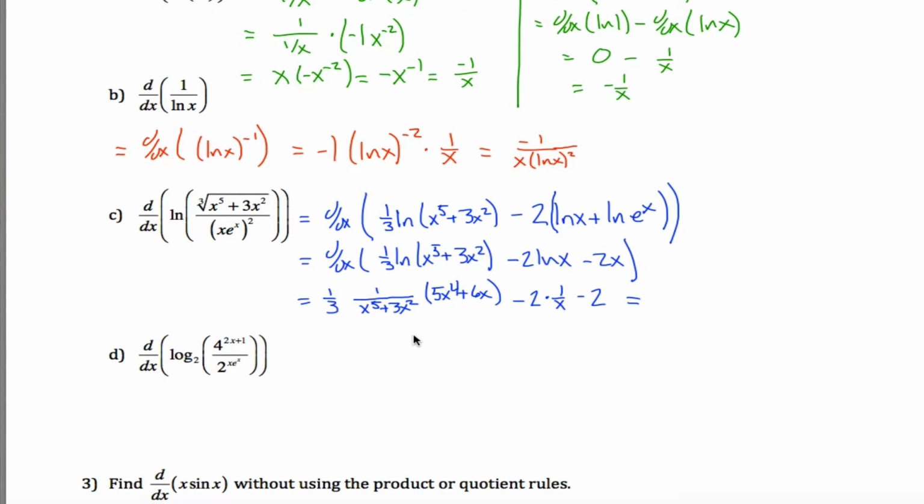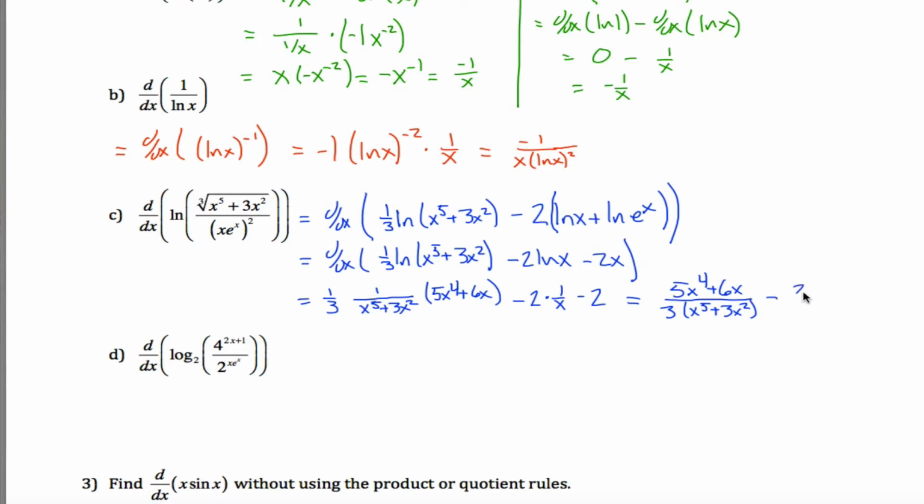I don't care a whole lot about simplification, but when it's easy enough to do it, I tend to do it. 5x to the 4th plus 6x divided by 3 times x to the 5th plus 3x squared. If you felt like it, you could factor out an x from this and cancel it with an x from that. I don't feel like it.